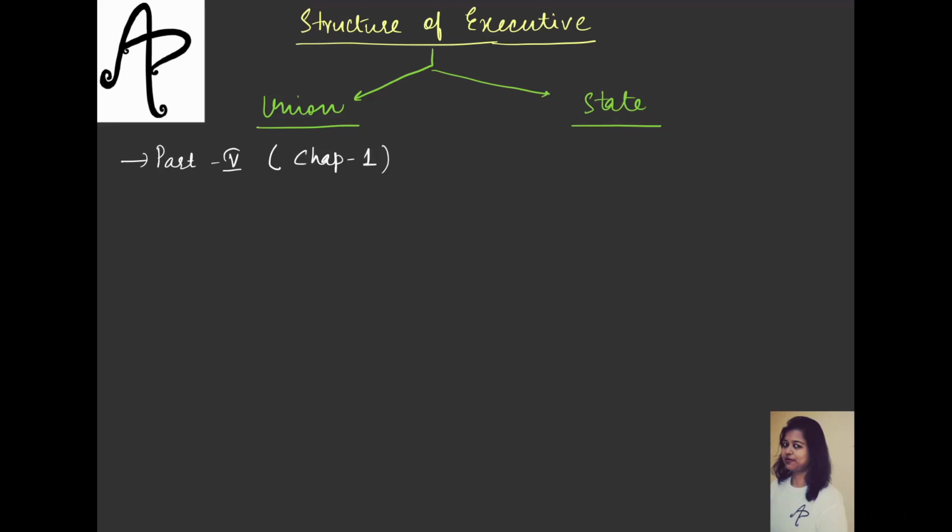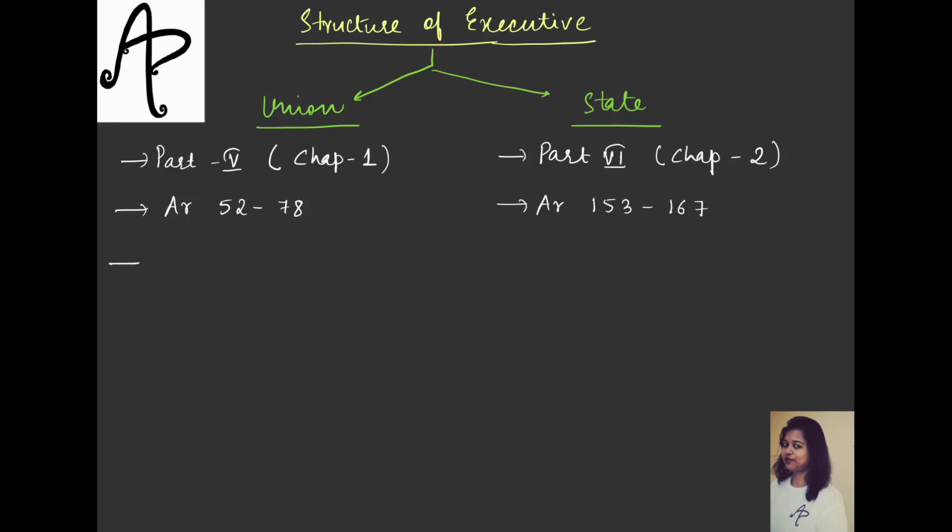I'll just show you also. And state executive is covered in part 6 of the constitution, but not in chapter 1. It is given in chapter 2. So I'll show you what chapter 1 existed there. The articles covered here are 52 to 78. The articles covered here are from 153 to 167. You have to remember these smaller information, so I hope you are taking it very seriously.